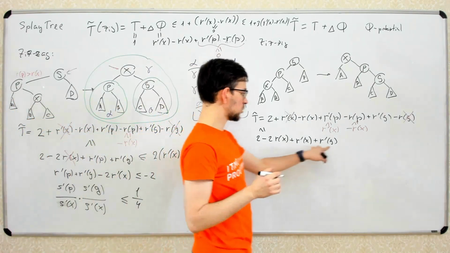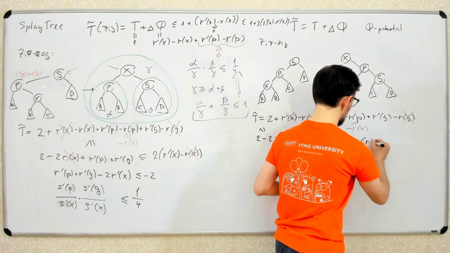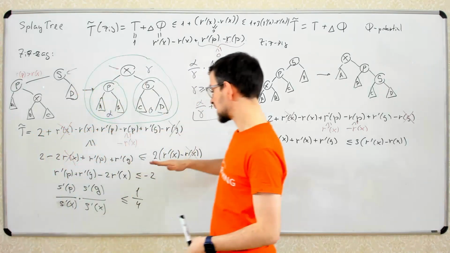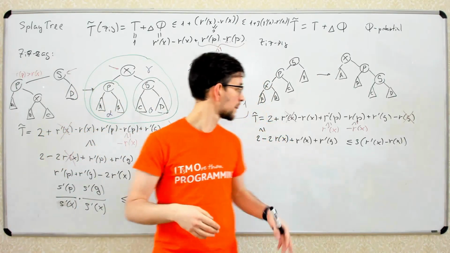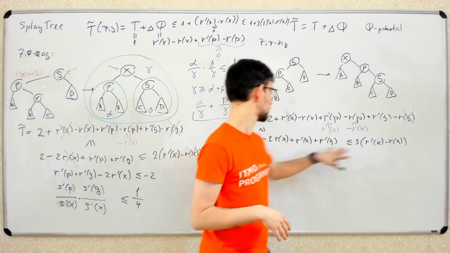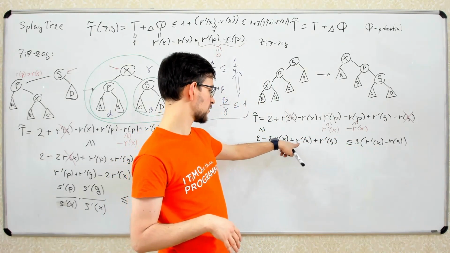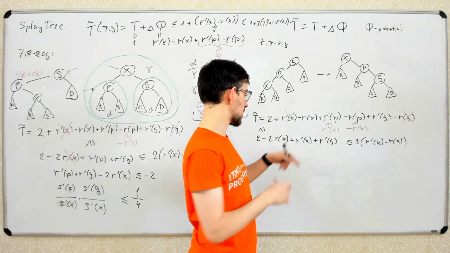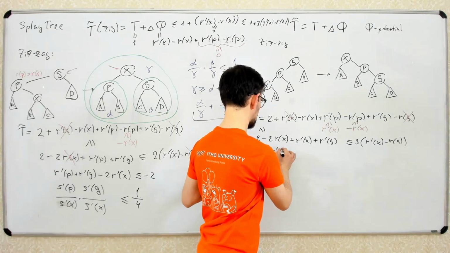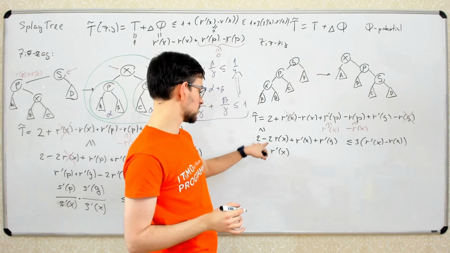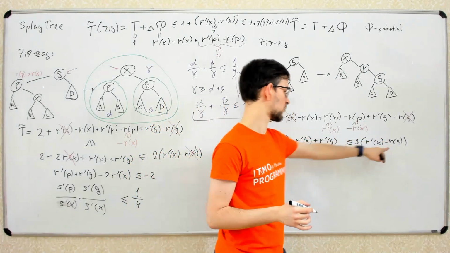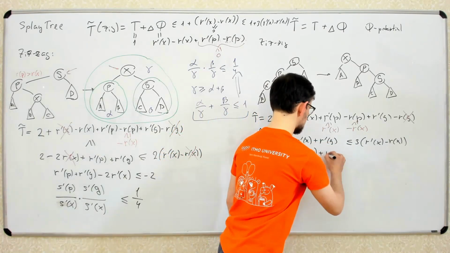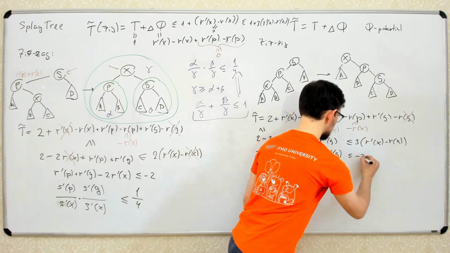Nice. And I need to prove that this thing is no more than 3 times new rank x minus rank x. Again, do the same thing, just move this 2 to the right, this to the left. So what happens here? I have plus new rank minus 3 new ranks, so it will be minus 2 new ranks of x. Here I have minus 2 ranks plus 3 ranks, so it will be plus rank of x. And this will be plus new rank of g. It's no more than minus 2.